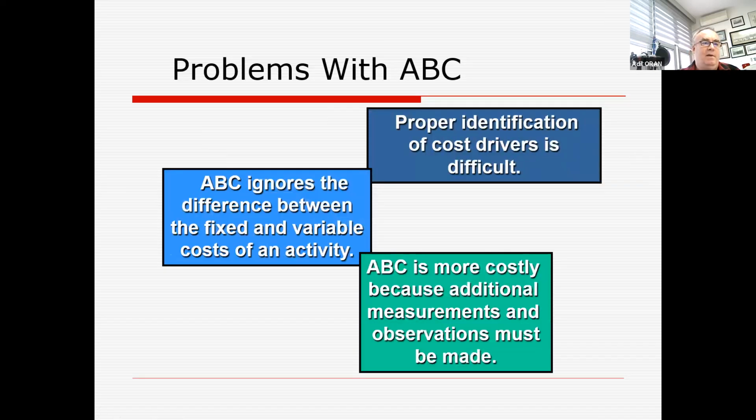Problems? Well, determining and keeping track of the cost drivers, what is causing the cost to go up and down, may be difficult to find. They may be difficult to measure. ABC ignores the difference between fixed and variable costs of an activity. It simply does the assignment. It doesn't really say, oh, this much is fixed, this much is variable. And ABC is going to cost you money to set up a system and to keep track of these different pools of costs and cost drivers, etc. So you want to use this when the indirect costs are high and when it's going to make a big difference when you use this approach to determine the unit costs.